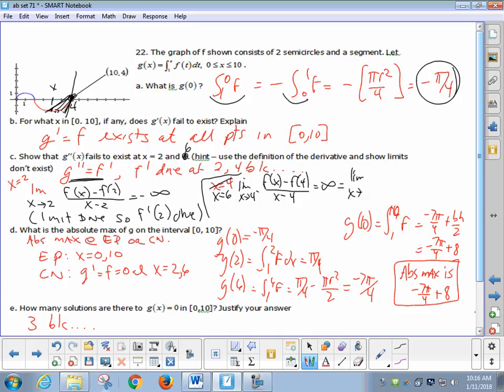If I use an x over here, what are these slopes?